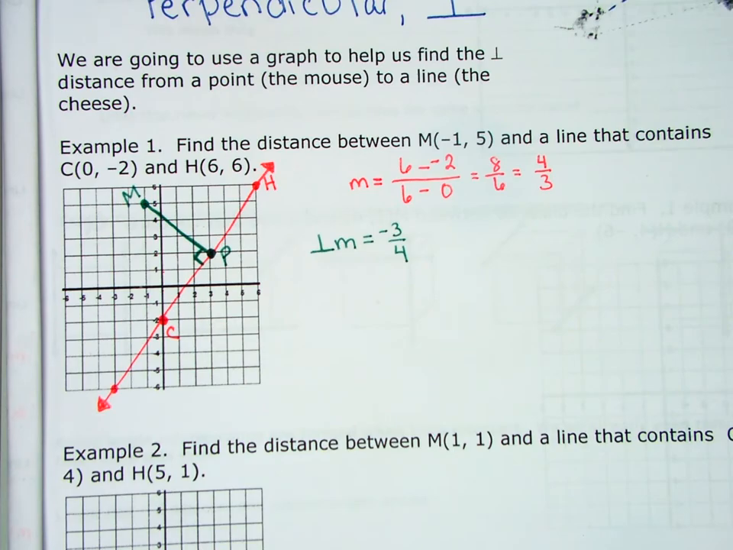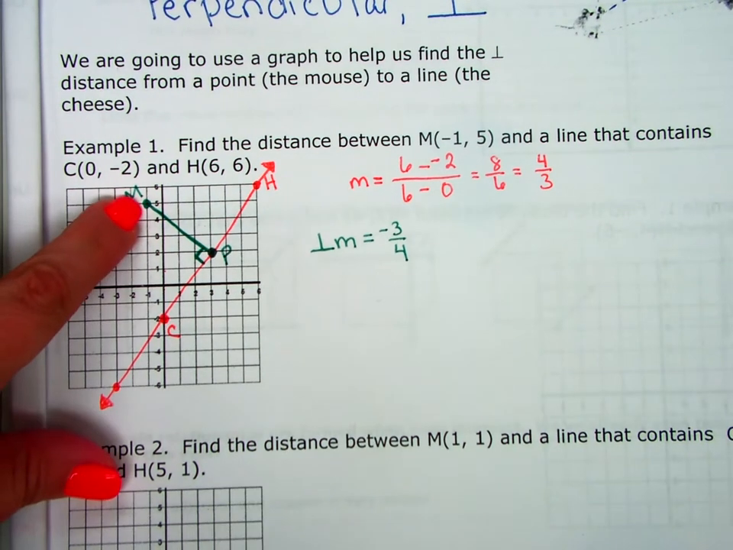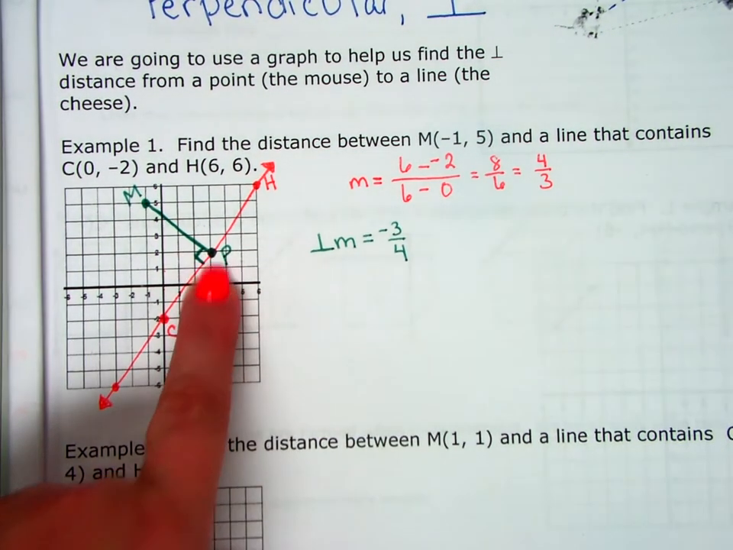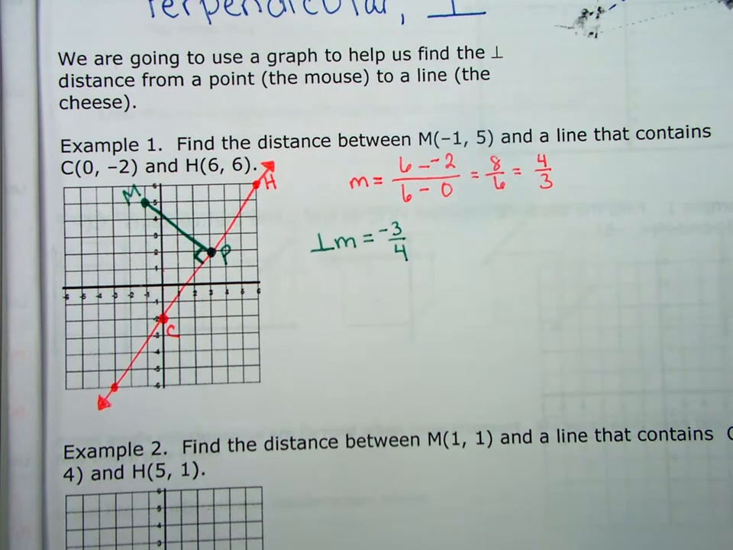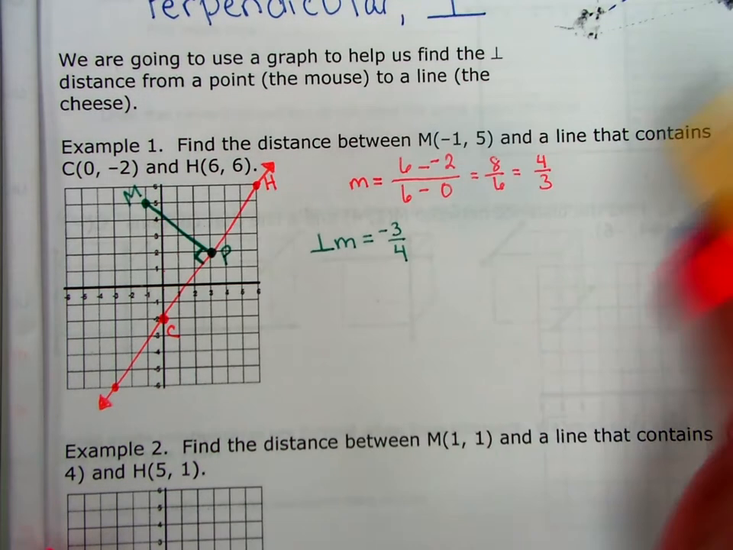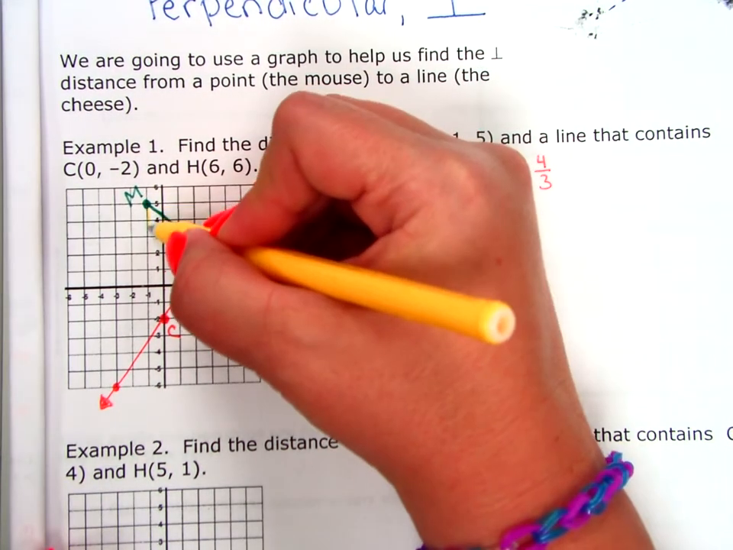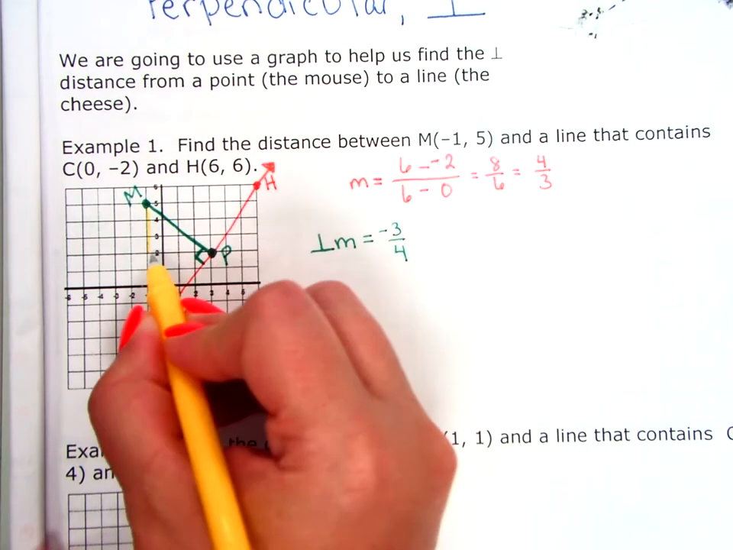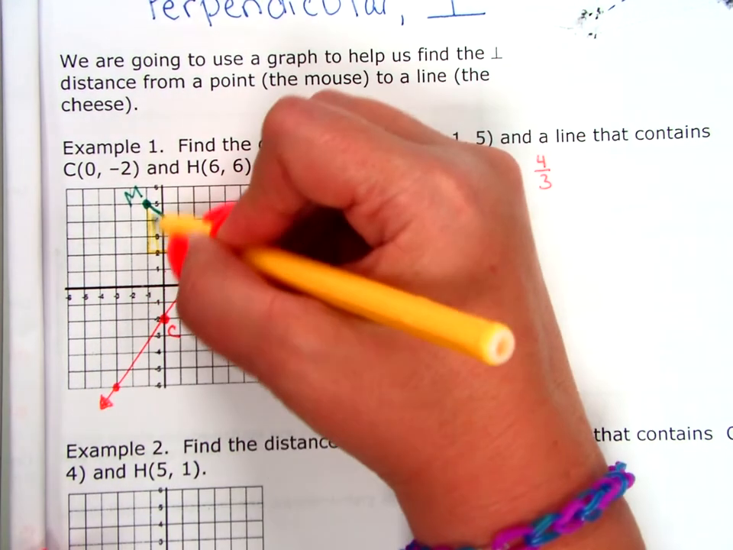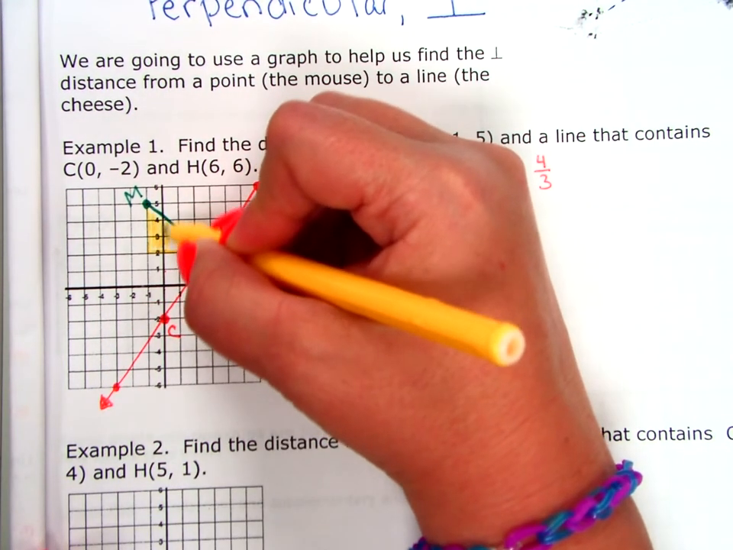Okay, how long is that segment? So I have a couple of options. I can use the distance formula, where M is at -1, 5 and P is at 3, 2. Or I could think back to a while ago, and I could use that slope where we went down 3 over 4, and I can see that I make a little right triangle.